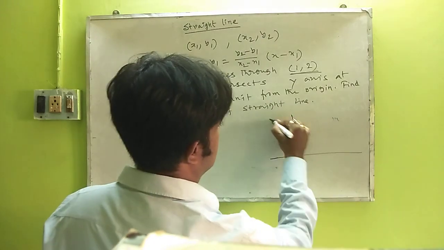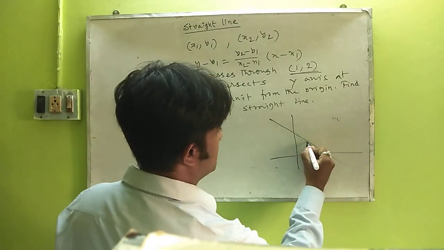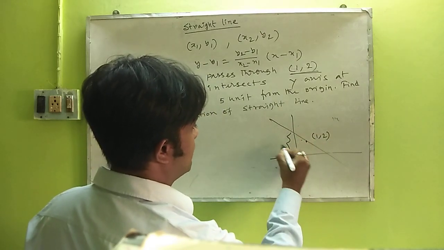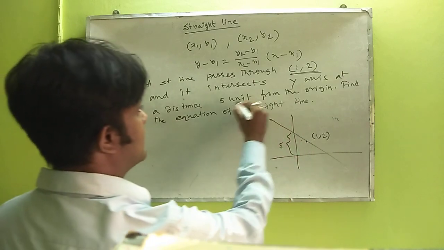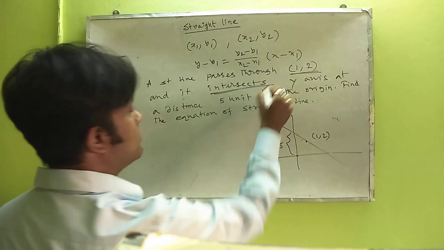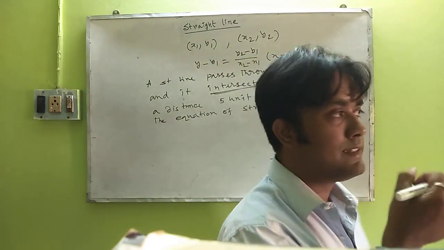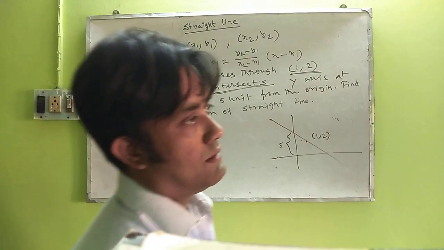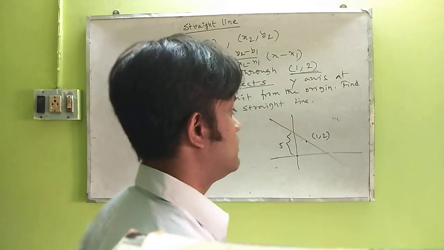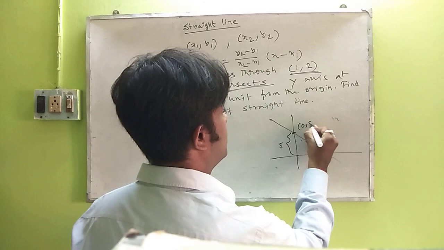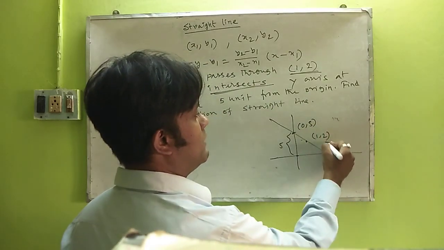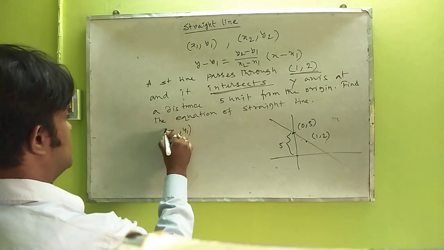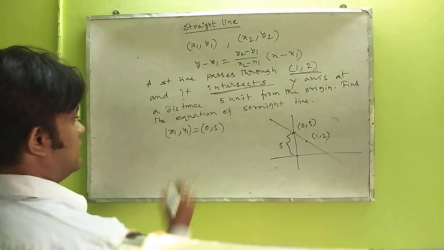That is, if this point is 1, 2 and its distance from the origin is 5 and it intersects, we know that on the y-axis, for any point, the abscissa is 0. So this point will be 0, 5. So this is x1, y1 and this is x2, y2. So here x1, y1 is equal to 0, 5.